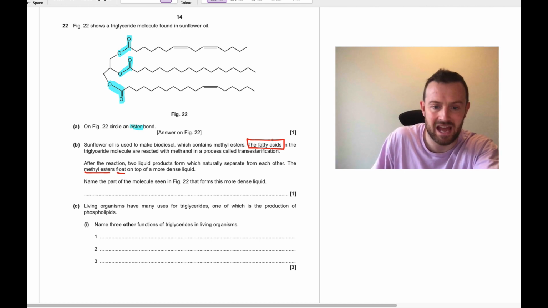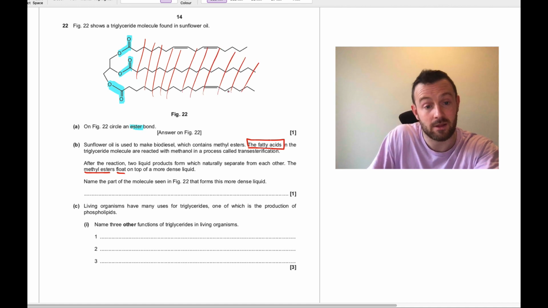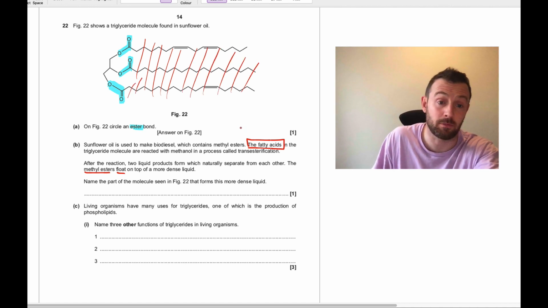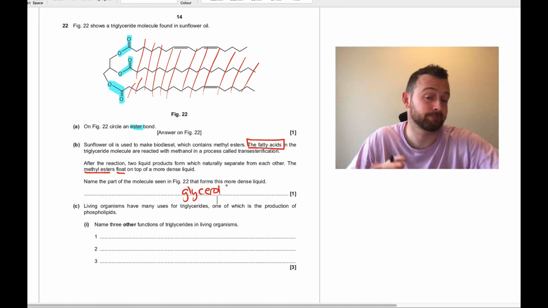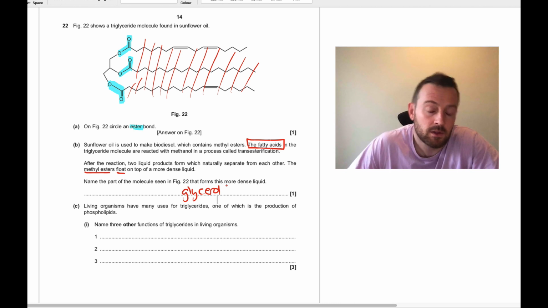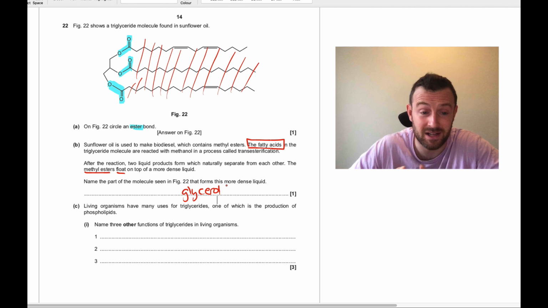What else is there? Well, if we've taken out the fatty acids, and those have floated up, what is the other bit? It's the glycerol. Super weird way of asking you that. That's one of those questions where you have to stay calm. You haven't heard about transesterification and methyl esters, and you have to just read the sentences again and think your way through it.